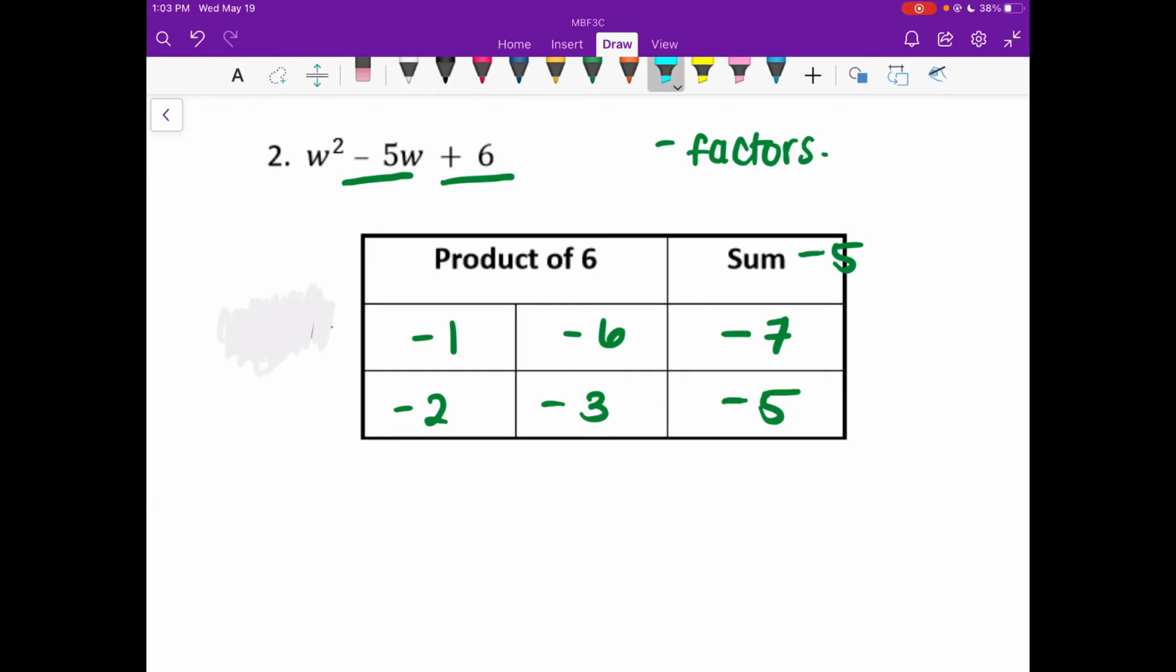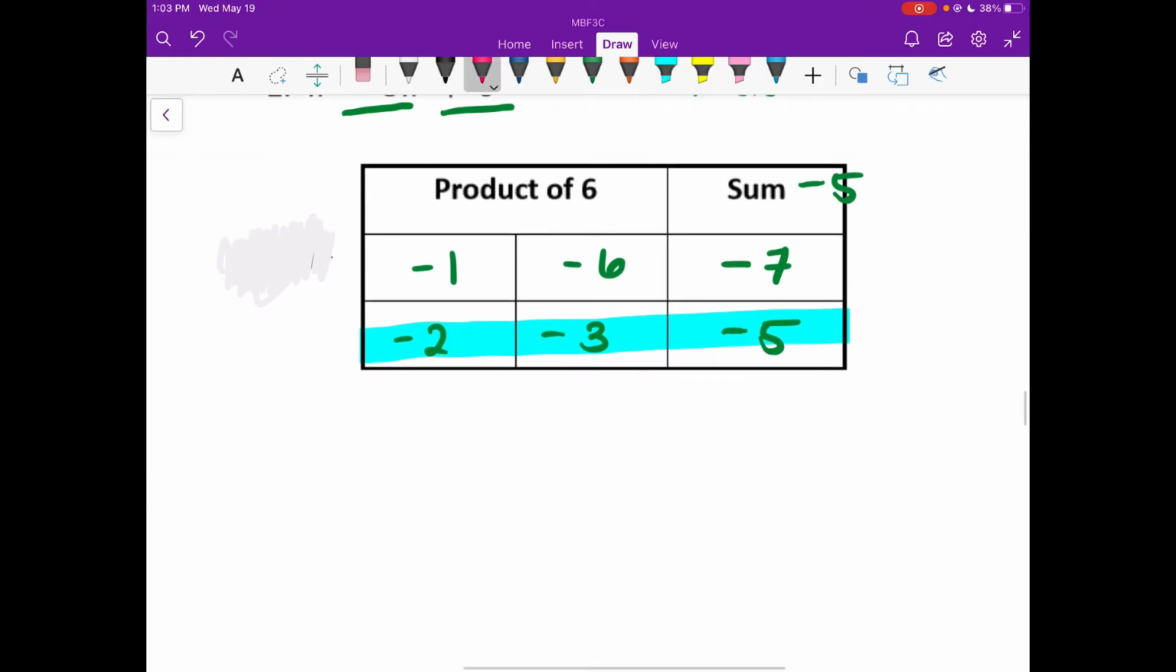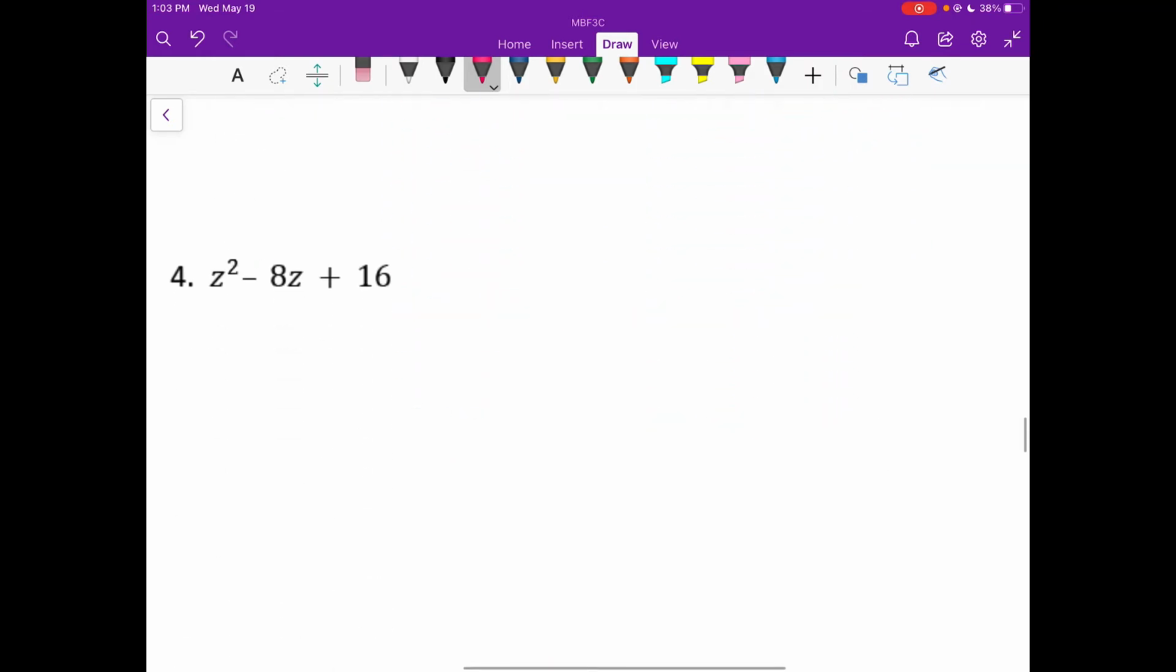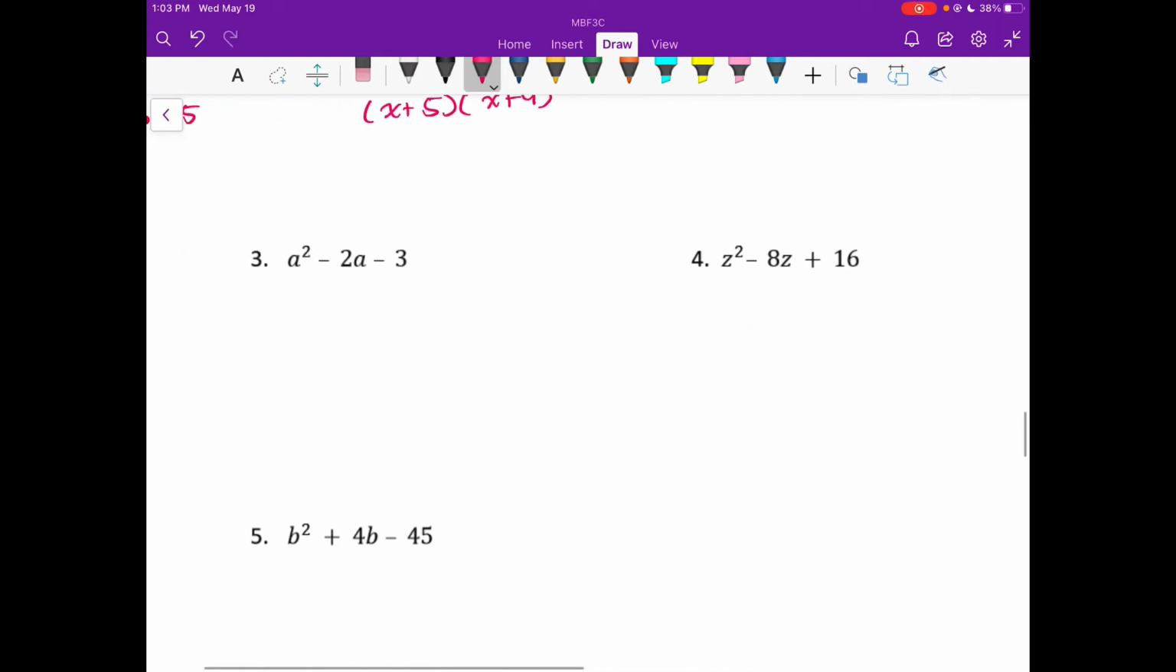So our final thing that adds to give us negative 5 and multiplies to give us positive 6 is going to be negative 2 and 3. Right? So I'm going to use R is equal to negative 2. S is equal to negative 3. Therefore, x plus S, x plus R, right? x minus 2, x minus 3. And again, it could have been x minus 3, x minus 2. It doesn't matter which order you put the brackets in, as long as the brackets have what they need to have in them. Okay?